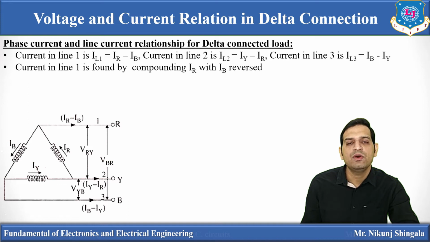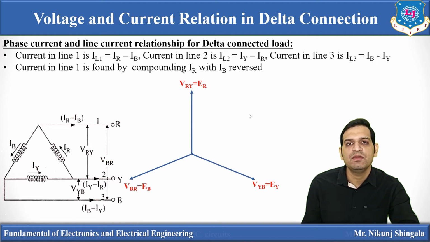So current in line 1 can be found by compounding IR with IB reversed. So we can write current in line 1 is a phasor sum of IR and minus IB. That can be found using a phasor diagram. The value of the line current can be found with the phasor diagram. So here you can see three phases ER, EY and EB. Now phase voltages are equal to the line voltage. So ER is equal to VRY, EY is equal to VYB and EB is equal to VBR.